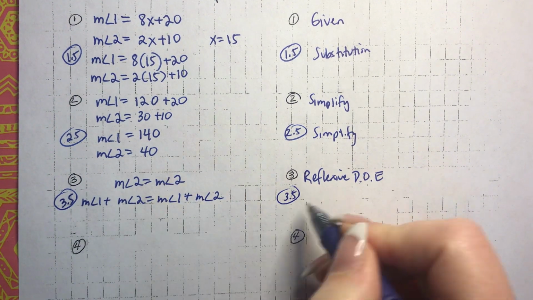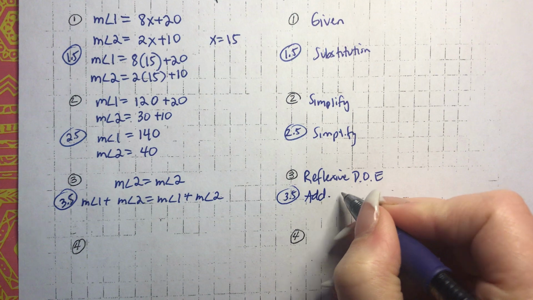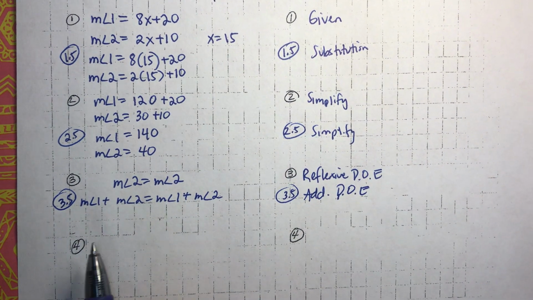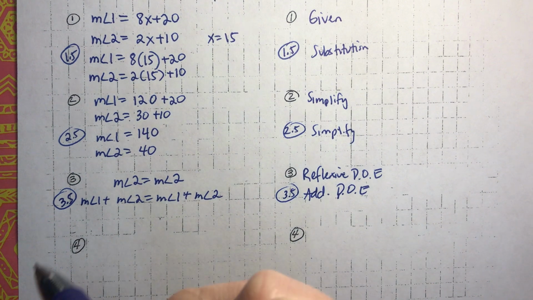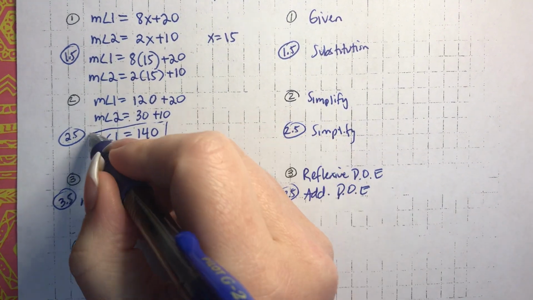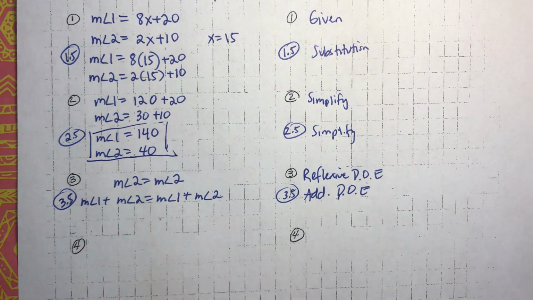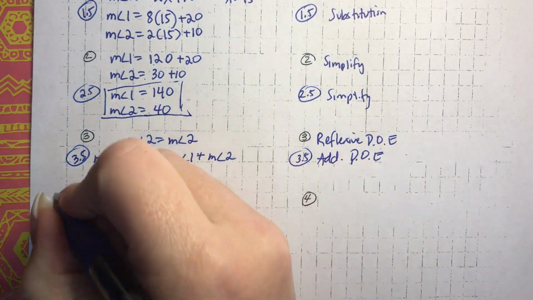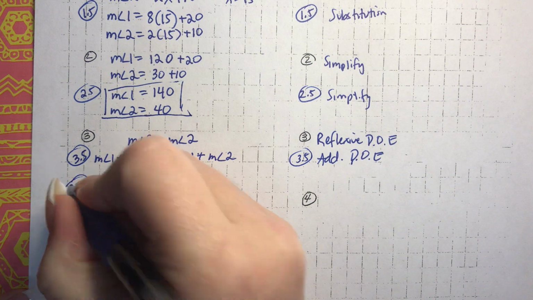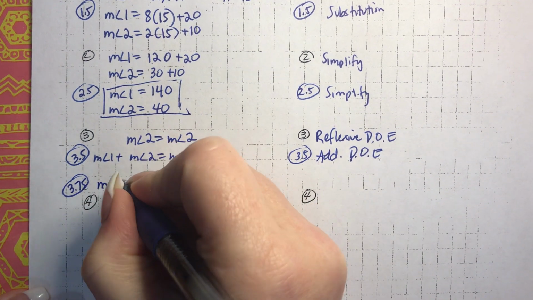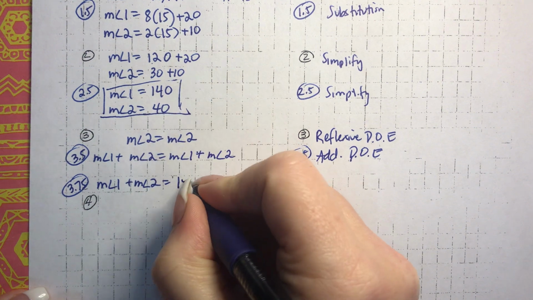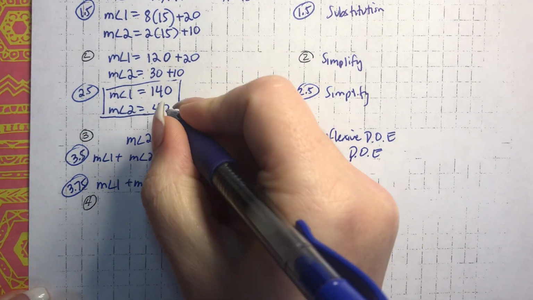Okay, so that's the addition property of equality. And then there I have it. Now I can just substitute this information in, right? So that's what I'm going to do. We'll call this 3.75. Why not? So measure of angle 1 plus measure of angle 2 equals measure of angle 1 is 40 plus measure of angle 2 is 40.